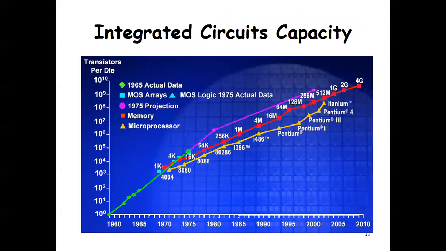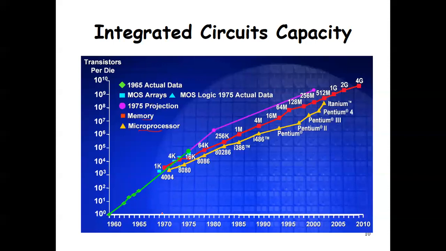So this graph projects how many transistors were placed in a chip over a period of time. Here we are talking about Intel processors. The yellow line represents various Intel microprocessors, and the red line represents the memory capacity. So Moore's law is applicable for processor performance and also for memory capacity.